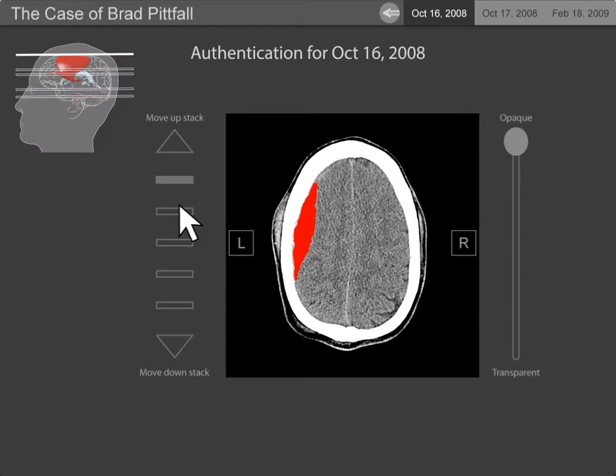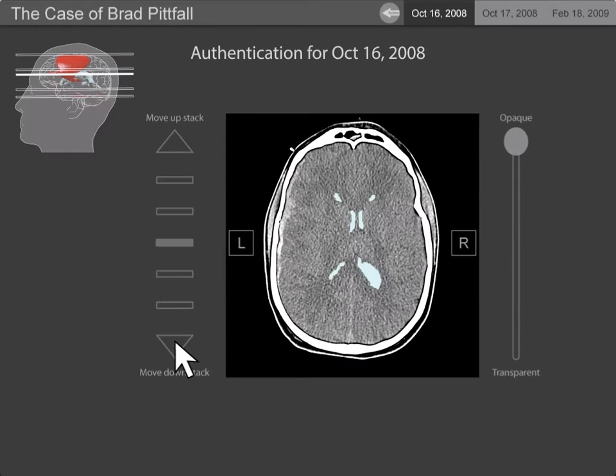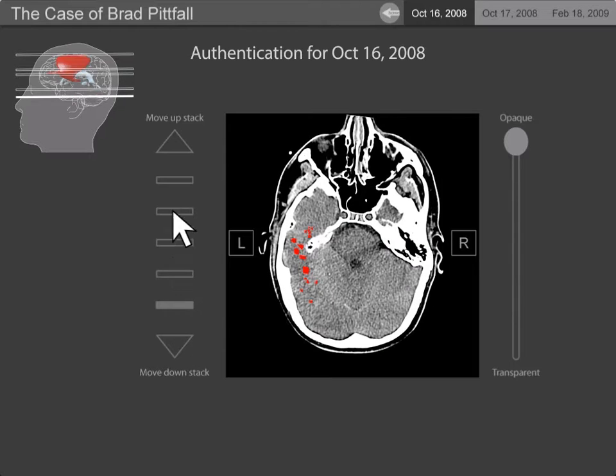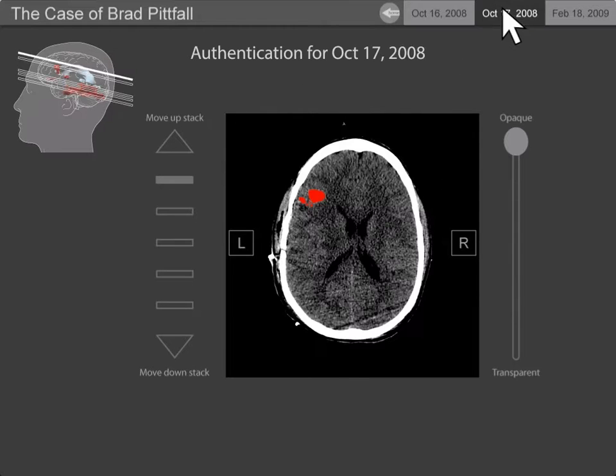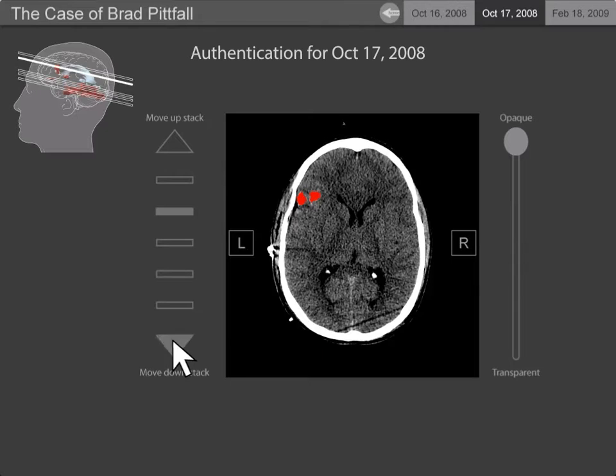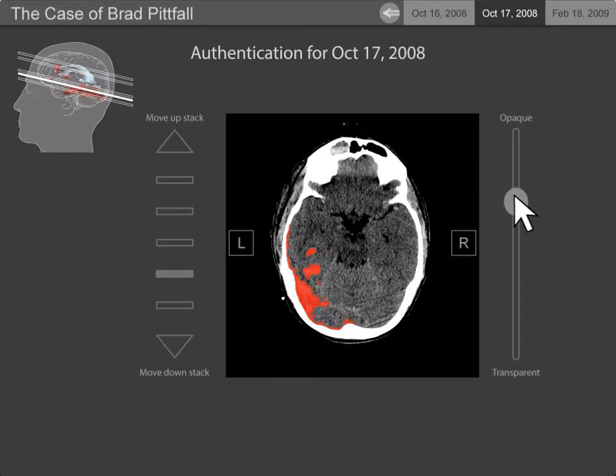The authentication demonstrates the accuracy with which the visual evidence was prepared. Regions of injury were delineated on each radiograph and used to prepare the 3D models. When making these delineated regions transparent, we can see that they perfectly overlap with injuries evident on the CT scans. We use this same technique for all images in the series and for all data sets from all 3 dates.